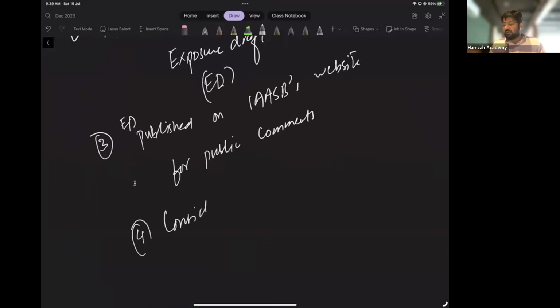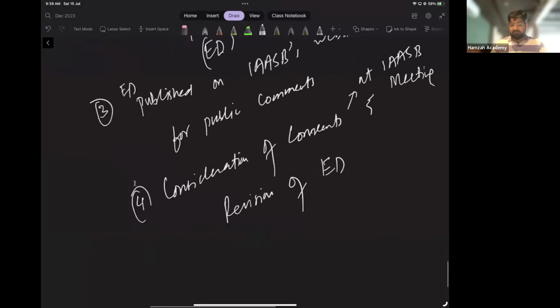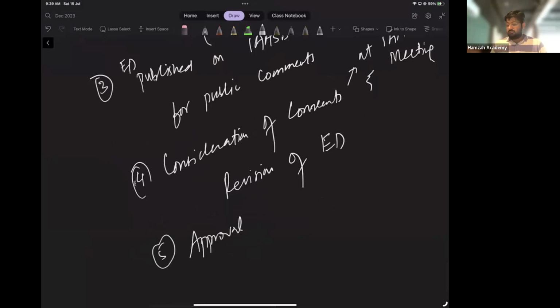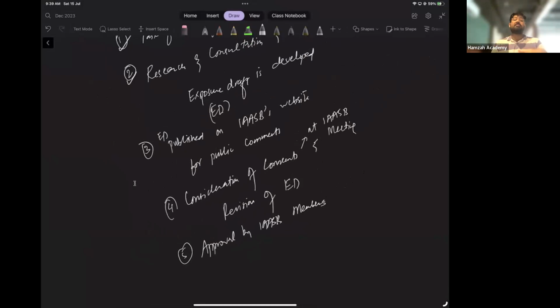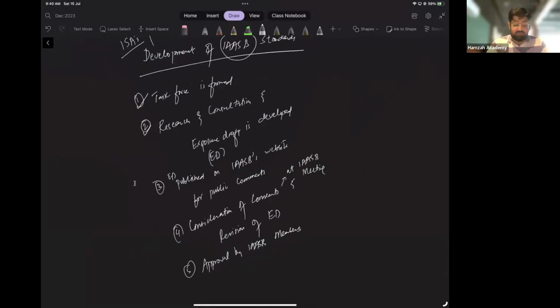Then step 4, consideration of comments and revision of the ED. Once comments are received, a meeting is called, an IAASB meeting. If there are some valid comments or suggestions from the people, they are considered, and the exposure draft is revised in the light of those comments. Then step 5, approval by IAASB members. Now this exposure draft is approved and becomes a new auditing standard. So that is the 5-step process, development of IAASB standards.